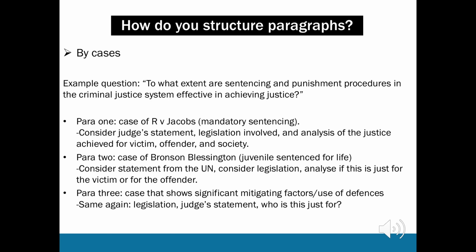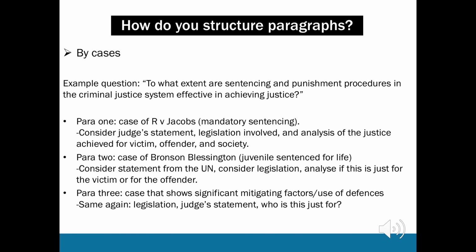In paragraph 2, I might look at Bronson Blessington. This case is about the juvenile sentenced to life. If you haven't already got this case, I really recommend it. Have a jump online. There's a Sydney Morning Herald article called Locked Up for Life, and it's an investigative journalism piece. I found it really interesting to read, even from a non-legal studies perspective, so you can have a look at that. But that's a side note.